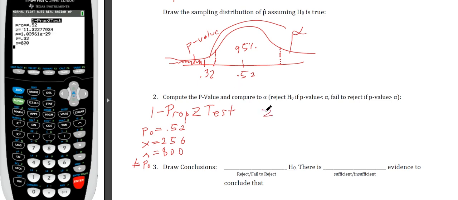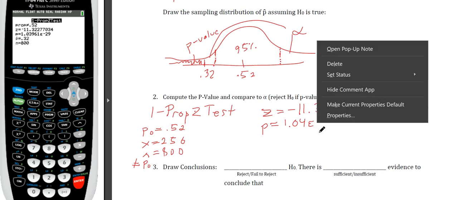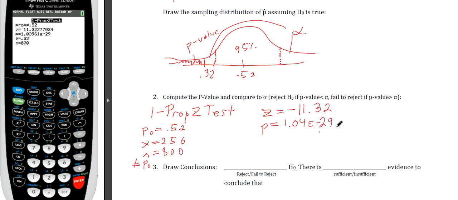We calculate, we get z. Our test statistic is negative 11.32. That is 11 standard deviations below the mean. That is really far below. And that should make sense when we look at our p-value, which says 1.04, but it doesn't just say 1.04, it says 1.04 e negative 29. That means a point followed by 28 zeros and then 104. So 0, 0, 0, 0, 0, dot, dot, dot. It'll be really, really small. So I'm not going to write out all 28 zeros here. That is an incredibly small value.